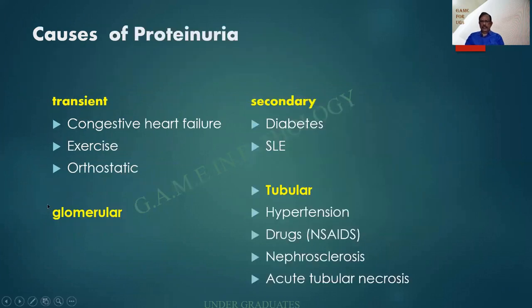And this is the summary of it. Glomerular causes, I told you earlier. Secondly, it can be diabetes and SLE. Tubular causes, after the glomerulus is the tubule. It can be hypertension, drugs, nephrosclerosis, acute tubular necrosis.